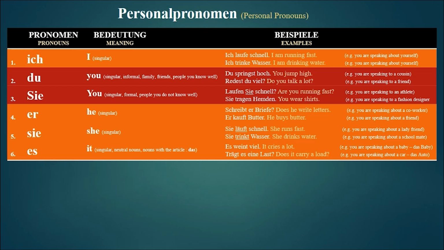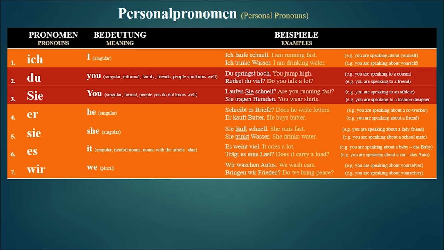Good. We move on to 7. At 7, we have wir. We are referring to several people. So talking about yourself and some people around you probably. So wir refers to we. And then it's not singular but rather plural. You're referring to you and then some other people. So we have examples here.